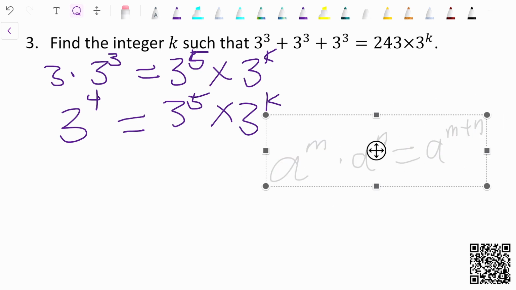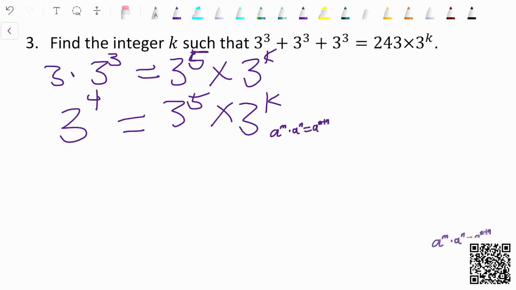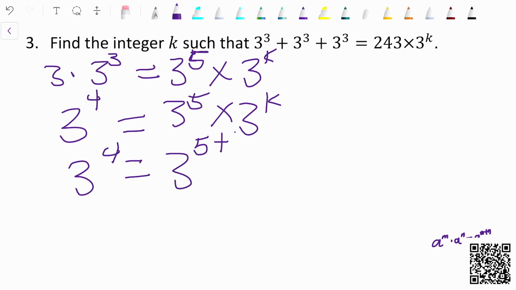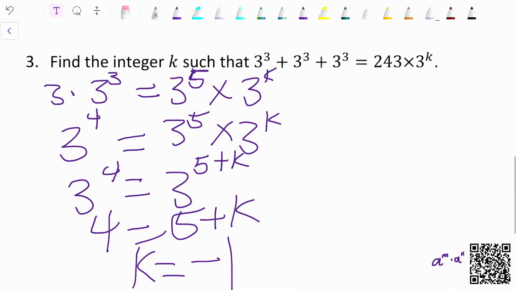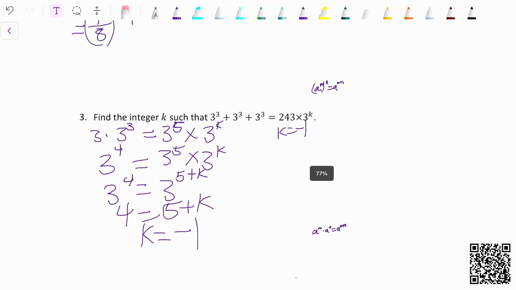And I'm going to put this in the corner as well. Using that formula, 3 to the power of 4 should equal 3 to the power of 5 plus k. So 4 should equal 5 plus k. So k equals -1.